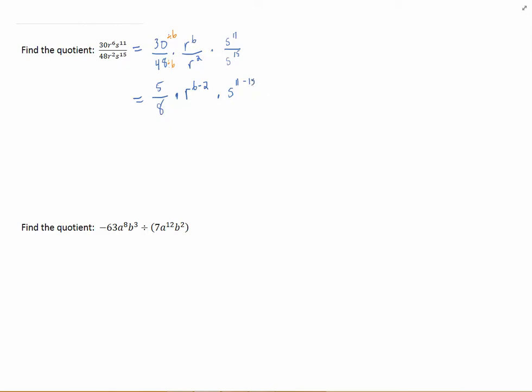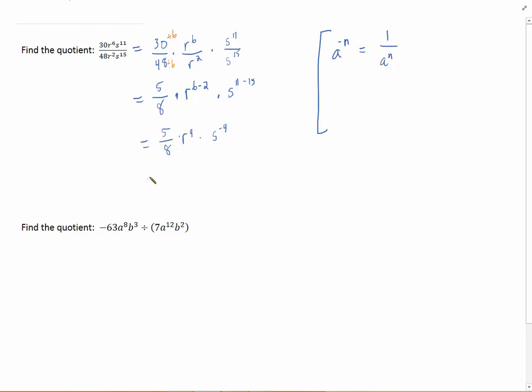And so now if I simplify this a little bit, I have 5/8, I have r to the 4th, and I have s to the negative 4th. Now, a lot of times we don't like to leave negative exponents. And so remember from somewhere in the past, or maybe in a previous course, that we have the fact that a to the negative n is the same as 1 over a to the nth power. So negative exponents mean we can use reciprocals.